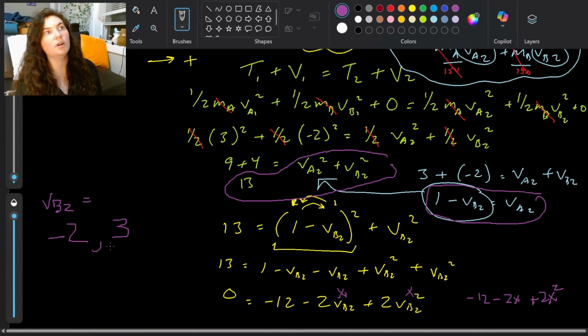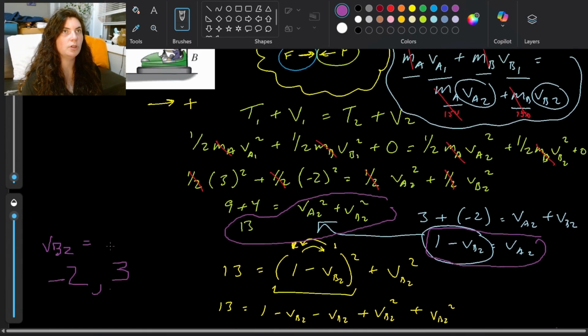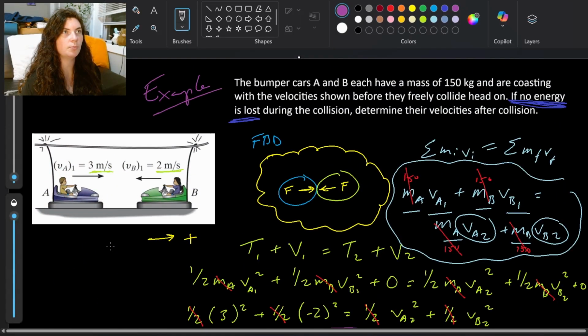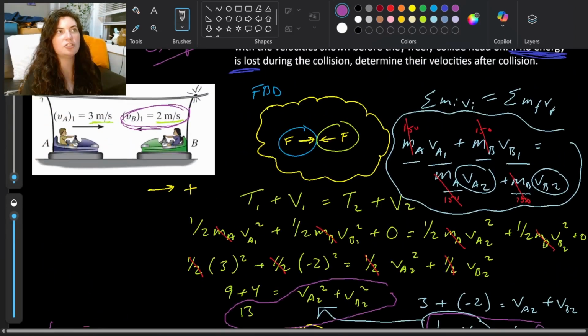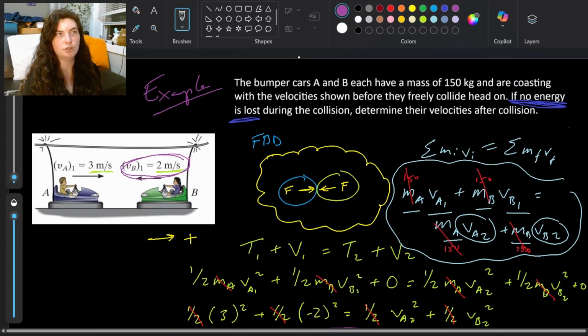Which brings us back to where we were, which is that our VB2 we had two possible answers for. It could be -2, or it could be +3. But we'll notice if we go back to our original problem up here, VB was initially traveling at -2 meters per second. So it's not just going to continue traveling at -2 meters per second, right? That was our initial speed. That's the first root that we found was our initial speed.